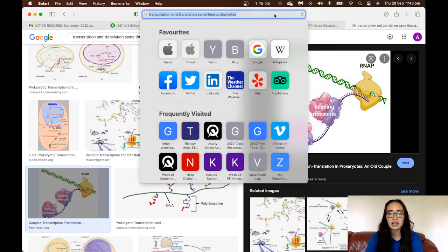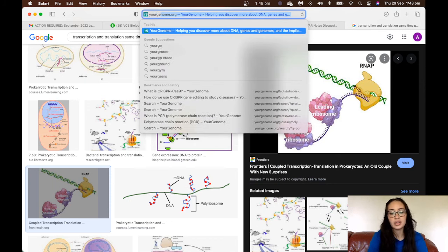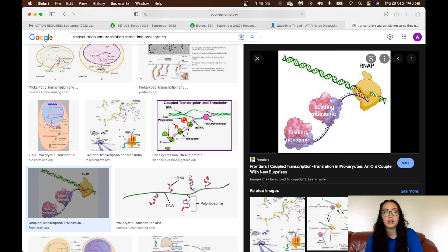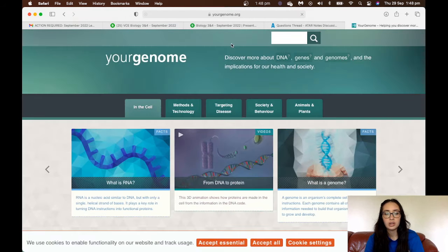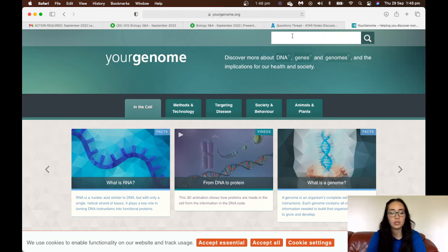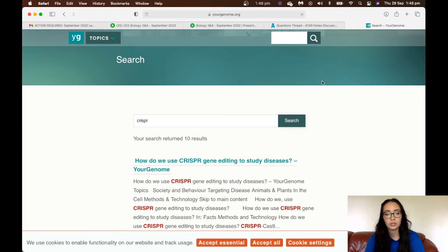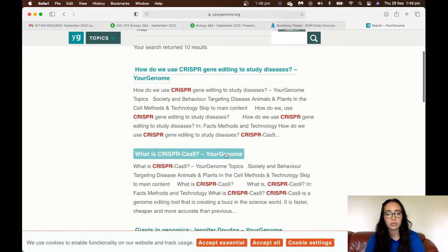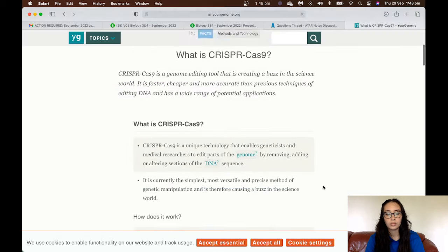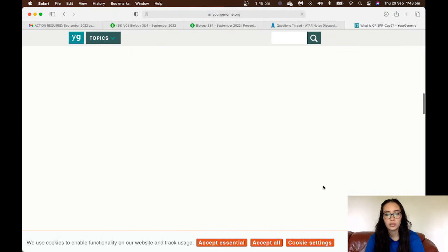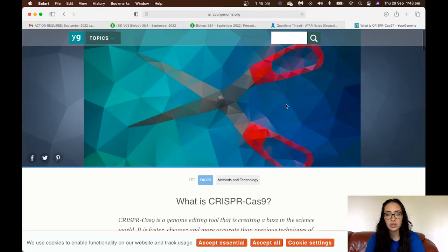You also want to know things like the guide RNA, the spacer, and the PAM sequence, make sure you know the PAM sequence. You can look up CRISPR here and it'll come up with some. It also has a really good discussion of ethical principles, so I think that's really good too. It explains things really well, and it has really nice pictures too, which I like.